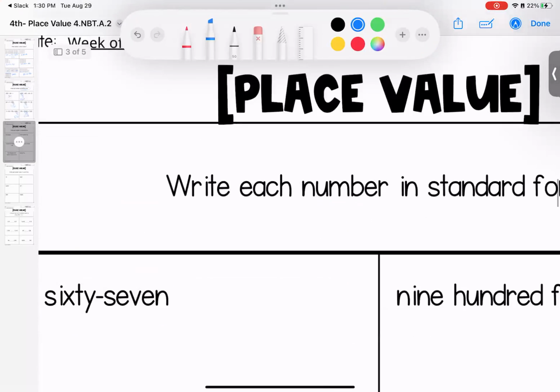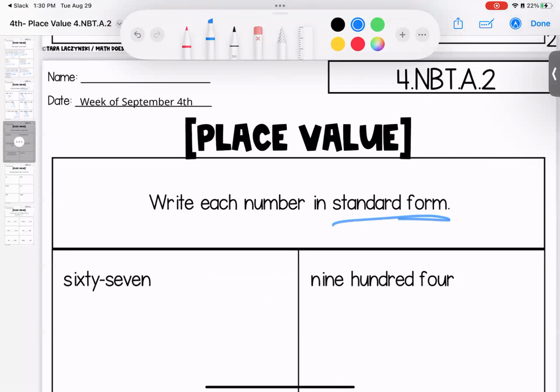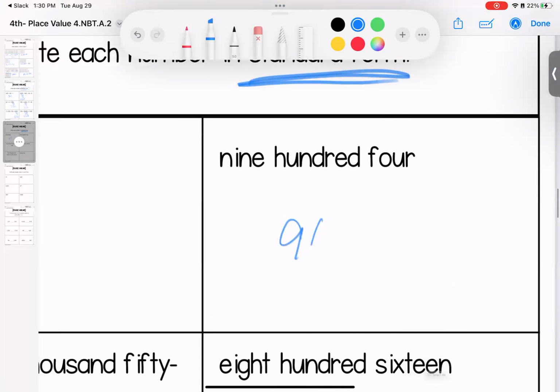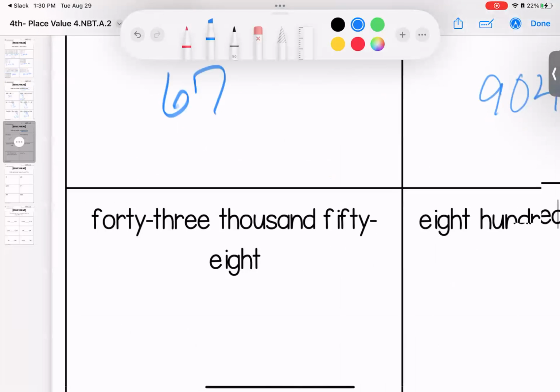All right, little loves, let's take a look at our next page. I'm looking for standard form, fancy way of saying write down the numbers. What numbers are you reading? So here I have 67. Say it out loud. See what you hear. Write it down. Over here I have 904. Not 14, not 42, 904. There's a 0 in the hundreds place here.